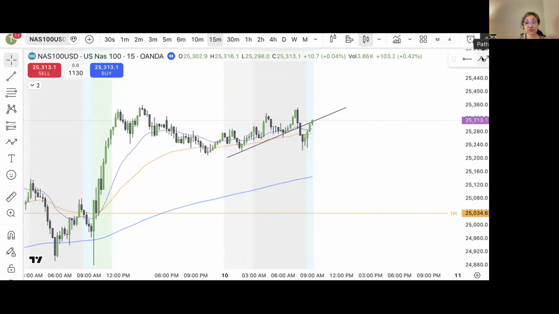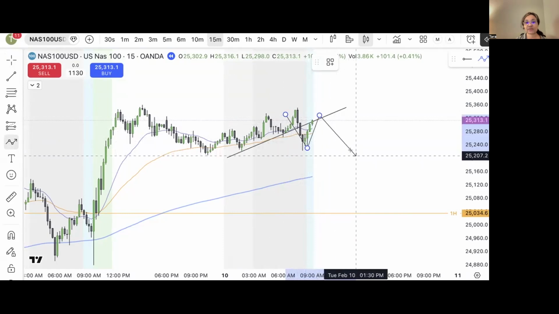So we're going to use our path tool and we'll show the path of price action. So we see that price has come down and broken through this trend line. It is retesting. We're hoping that it will continue downward.